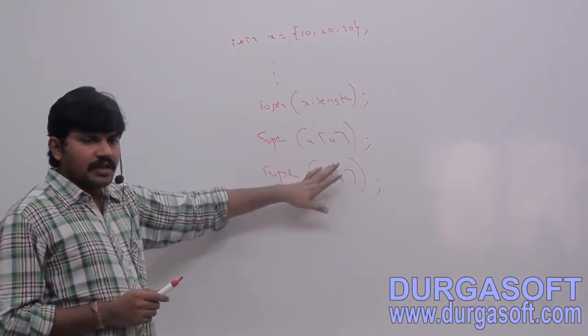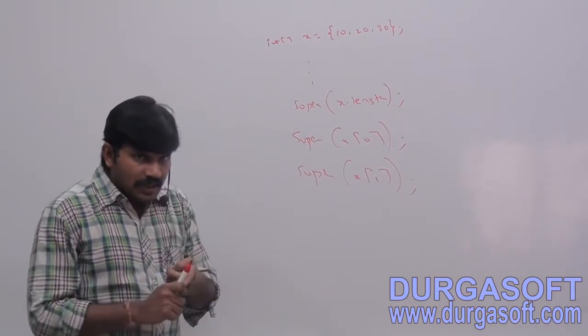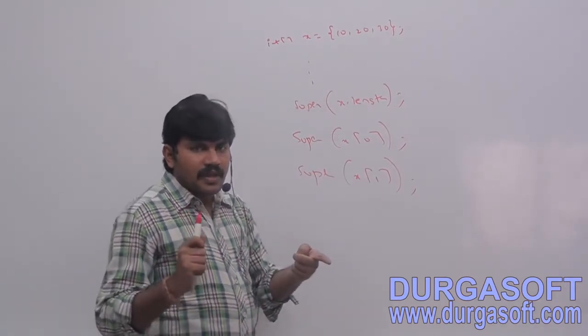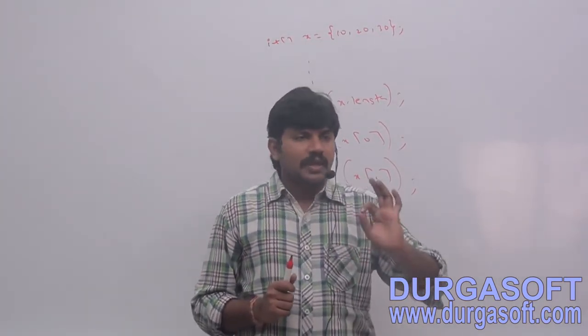I hope you people are aware. Sir, what is an anonymous array? An array without a name. What is the purpose of an anonymous array? Just for instant use or one-time usage, right?